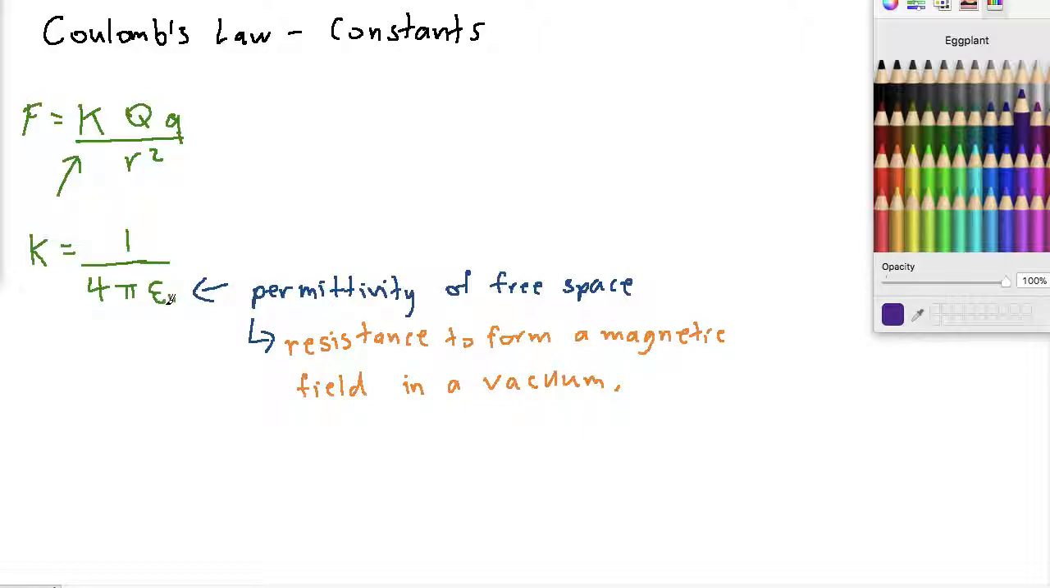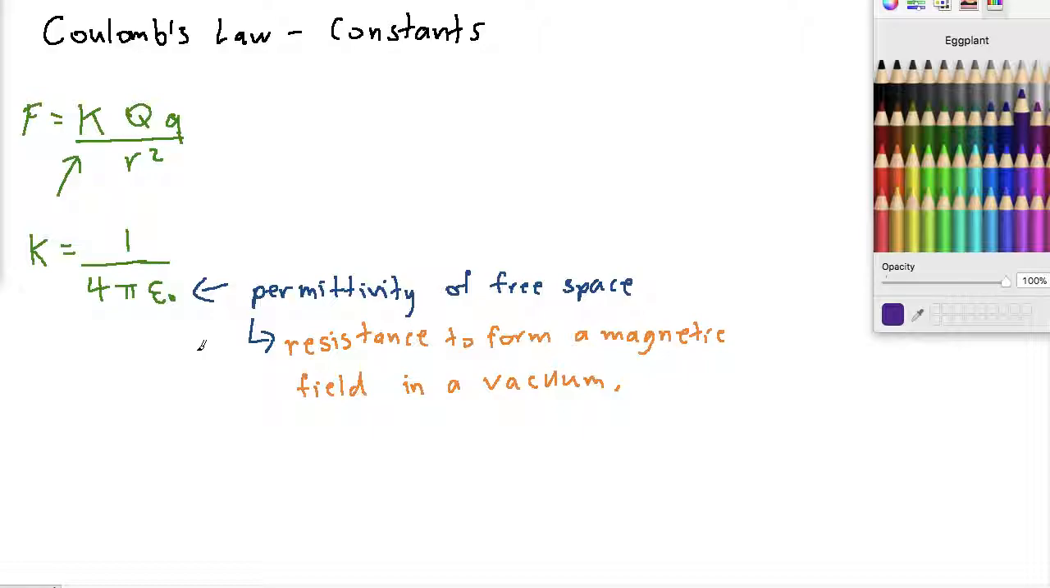Now you may be wondering, what in the world is epsilon? Well, that's just the permittivity of free space. And you may be wondering, what in the world is permittivity of free space? The way you can think about this is it's the resistance to form a magnetic field in a vacuum. So pretty much the same way we found moment of inertia in first semester physics. That's pretty much what epsilon is.